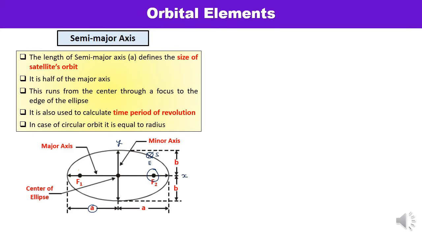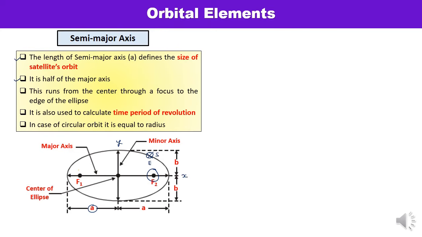The length of the semi-major axis defines the size of the satellite orbit. It is half of the major axis, as I have told you. Major axis is 2a, so semi-major axis is 2a divided by 2. The major axis runs through the center and through a focus to the edge of the ellipse. You can see this in the diagram.